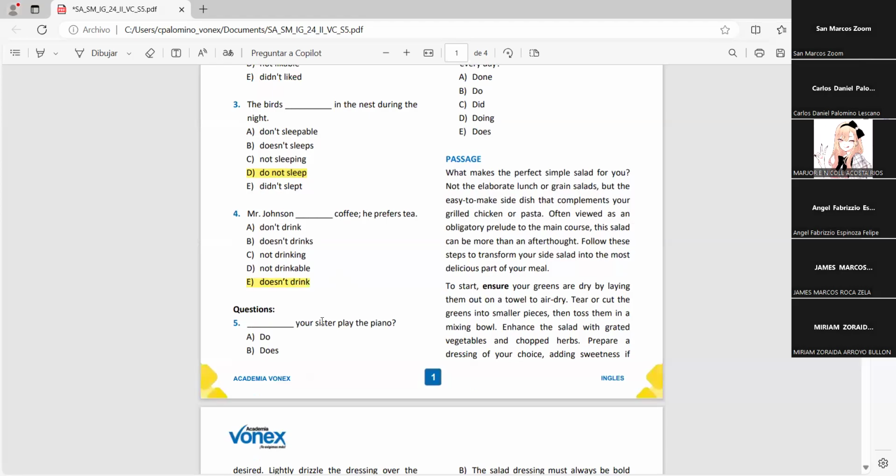Question number 5. Mira, si yo hablo de tu hermana, hablo de ella. Y ella es she. Entonces va a ser do or does. Piensa bien. Va a ser does, porque hablo de ella, de tu hermana. Si hablo de tu hermano, hablo de él.